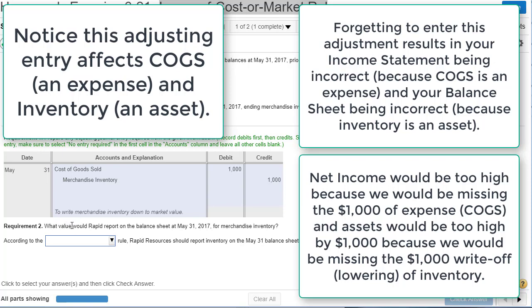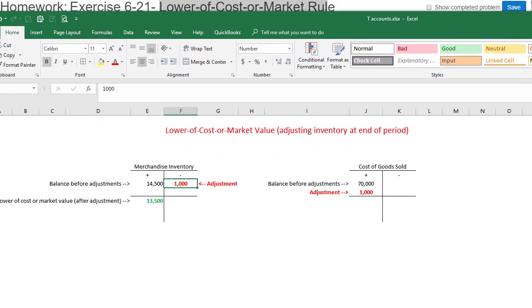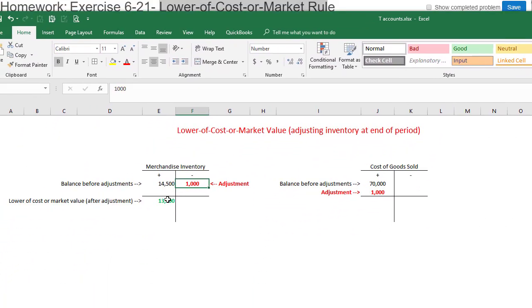Now, it says what value would Rapid report on the balance sheet for inventory? So, going back to our T accounts, it's easy to see what the value of inventory is. It's the ending balance. We had $14,500. We wrote it down by $1,000, which just means we lowered it. And the ending balance is $13,500.